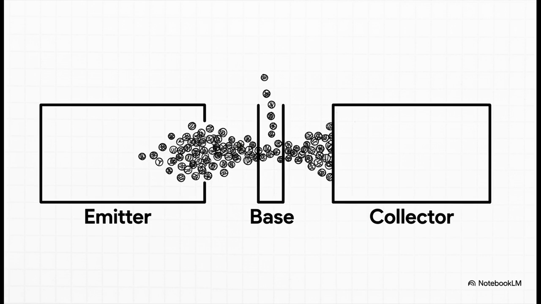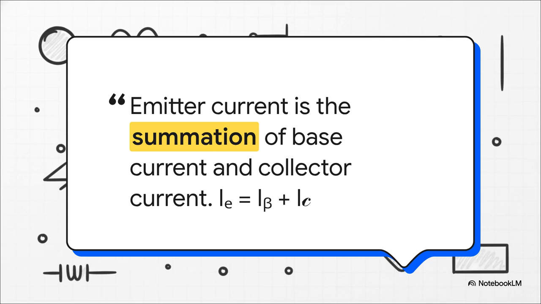It's incredible. And this relationship is actually pretty simple to describe with an equation. The total current coming from the emitter is just the sum of the tiny base current plus the big collector current. See? Nothing gets lost. It's all accounted for. It's just being controlled and redirected.